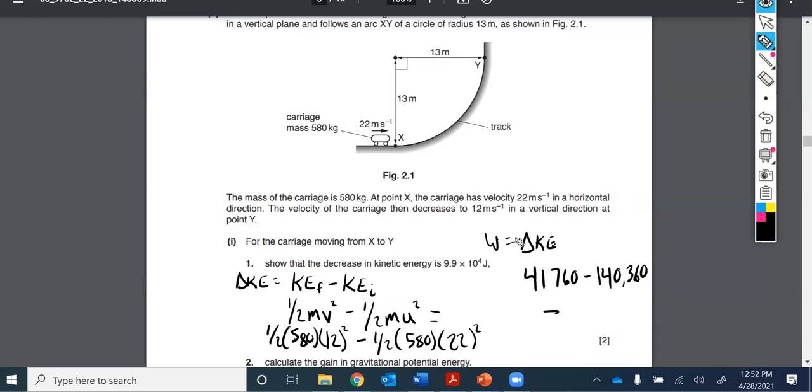And so again, we would expect a negative answer because our final is less than our initial because of the velocity. And so we'd have 41,760 minus 140,360. And that gives us a change of negative 98,600. And I don't think it's necessary to hold on to the negative sign. It is a scalar, so what we really care about is the magnitude here. There was a decrease of 98,600.